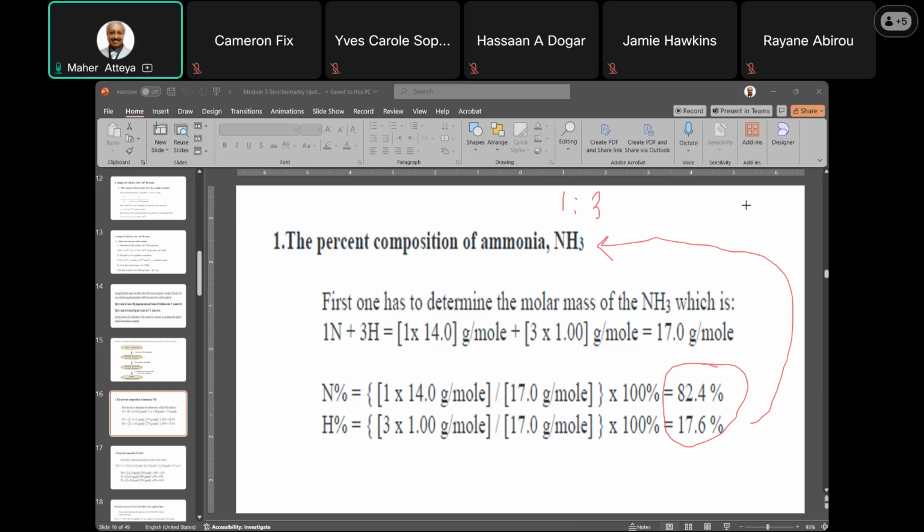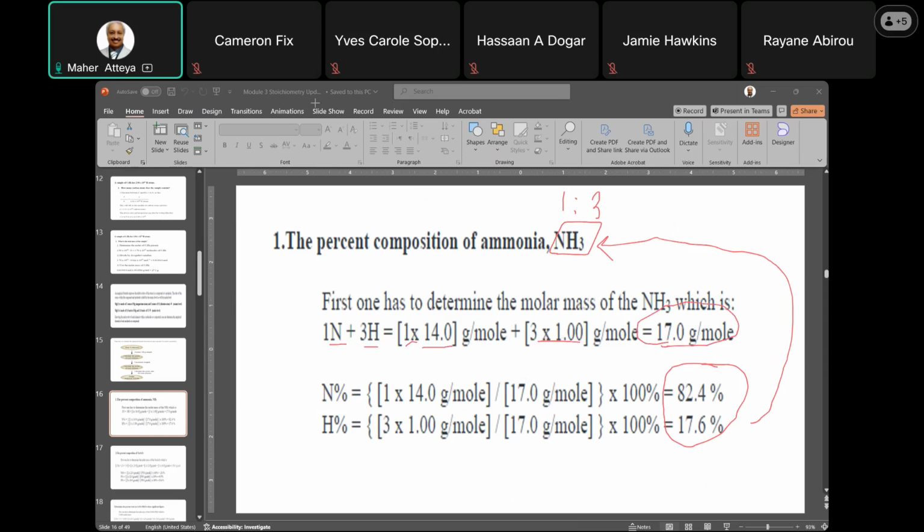So how do we get the percentage of each element here, nitrogen, hydrogen? Well, you have to look first at the molar mass of ammonia. You need the molar mass of what? Of the whole molecule. And the molar mass of the whole molecule is here. You have 1 nitrogen and 3 hydrogens. Nitrogen is 14, 1, correct, that's the one here, and 3 hydrogens. So 17 gram per mole is the molar mass of ammonia.